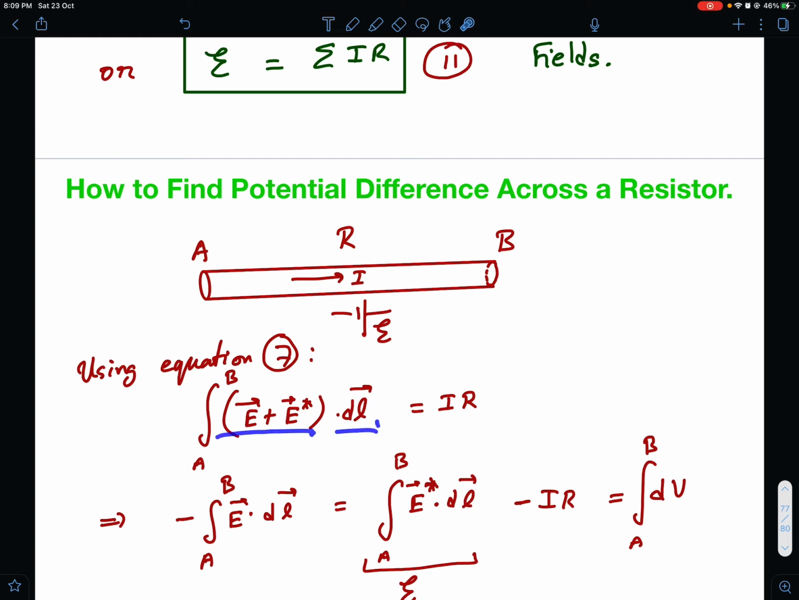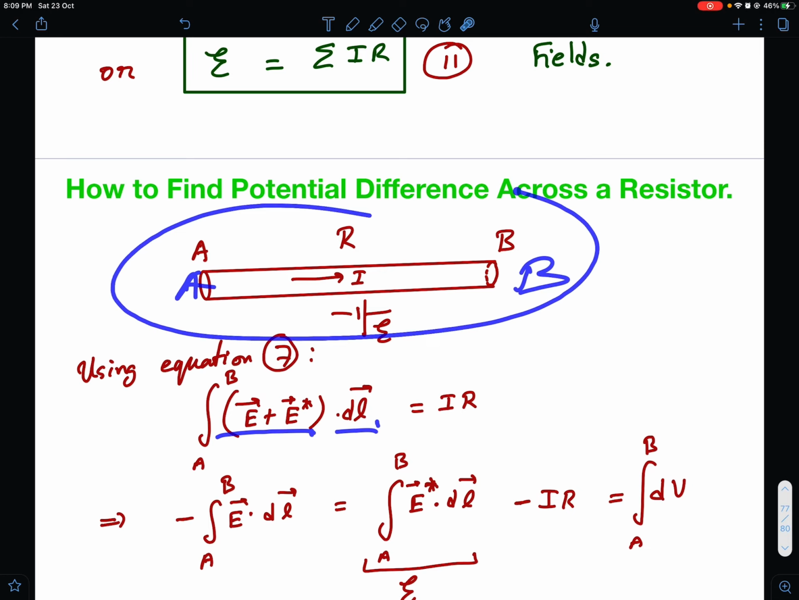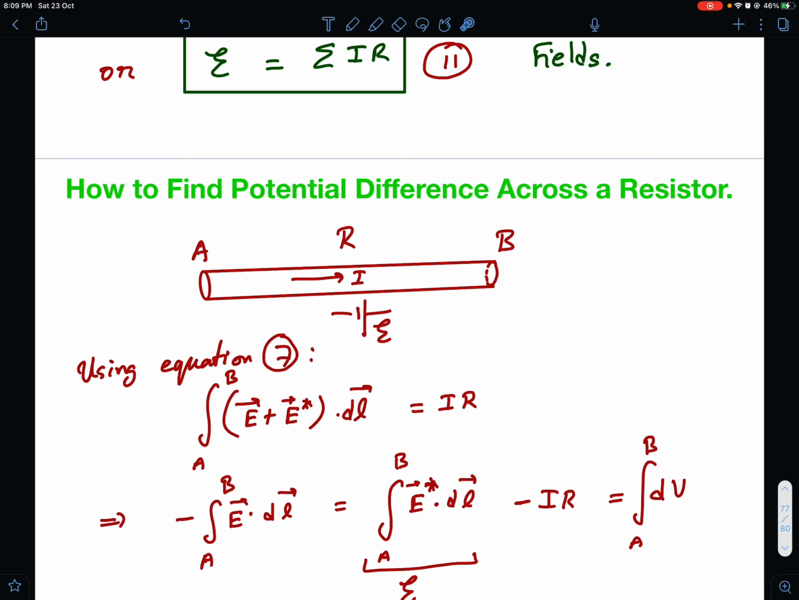So I can simply write the integral of (E plus E star) dot dl from A to B. This must be equal to what? IR, right? The integral of I dR is IR. Now there is E dot dl over here, and you know that a small amount of potential difference is what?